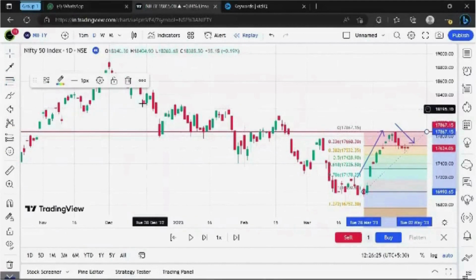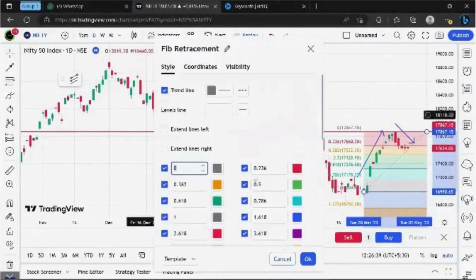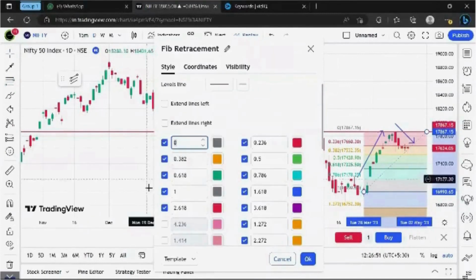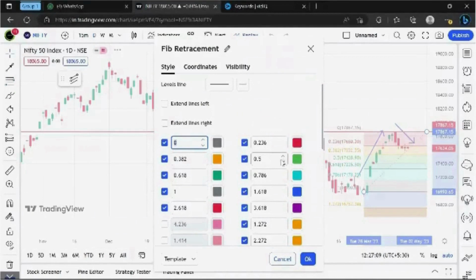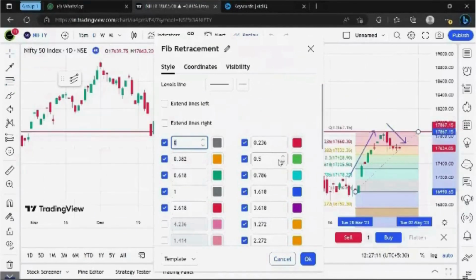So now what we have to do is we have to alter some of its settings. So here you will go to the settings icon, and over here you can see some of the ratios. These are all of the golden ratio in the Fib. The only ratios that we want are 50%, 23.6%, 38.2% and 61.8%. We will deselect the rest of these ratios in this tool.